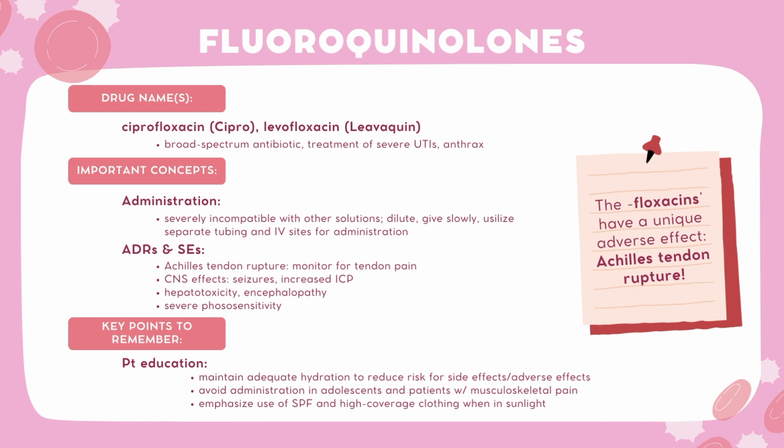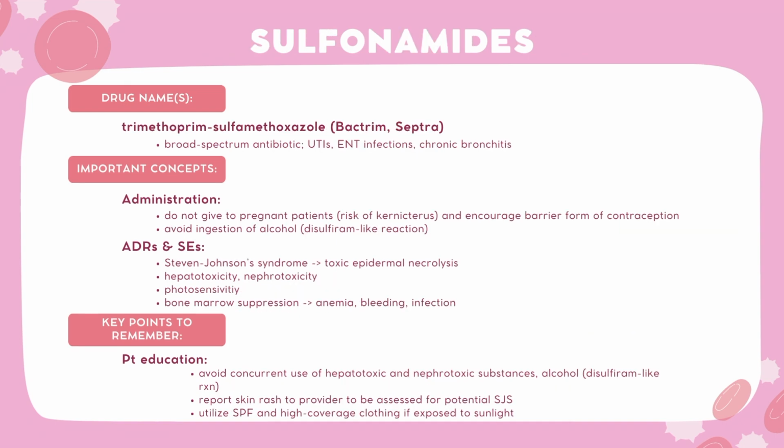Take special precautions such as administering in separate tubing and at separate IV sites, and always check compatibility. Now for sulfonamides such as trimethoprim, sulfamethoxazole. These are also broad spectrum, commonly seen in practice in the treatment of urinary tract infections and respiratory infections. However, patients may report allergies to sulfa drugs. Be sure to check patient allergies before giving this medication.